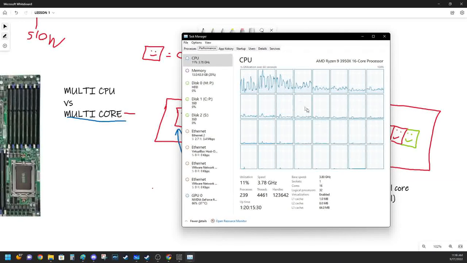Realistically, more cores just means you're multitasking more. So when I'm playing a video game, like Call of Duty, it's not using all 32 cores, not even 16, not even 8. When I'm gaming, it's using a small number of cores.